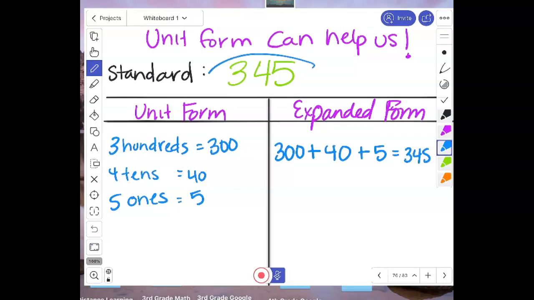What I did was I took my number and I expanded it, or stretched it out, so that you could see, what's this 3 really worth? It's really worth 300. What's this 4 really worth? It's worth 40. And what's this 5 really worth? It's worth 5. And when I put it all together, it makes 345. Not too difficult. You just have to take your time so that you don't mess up your values.